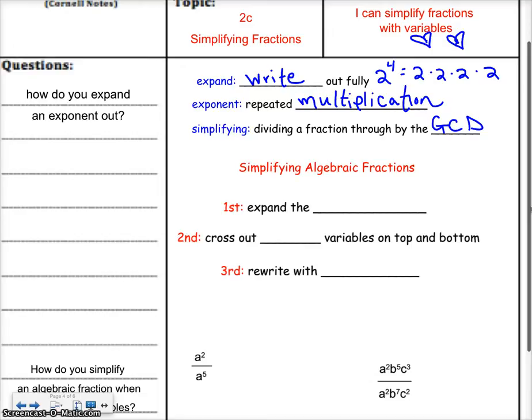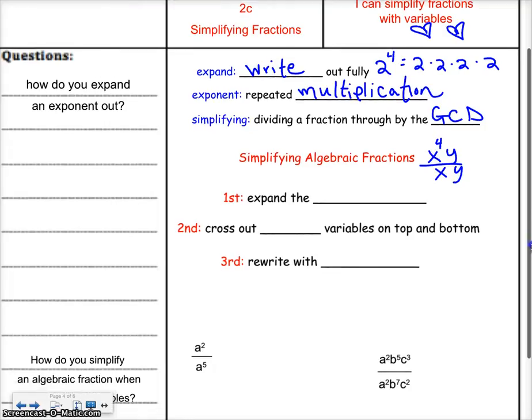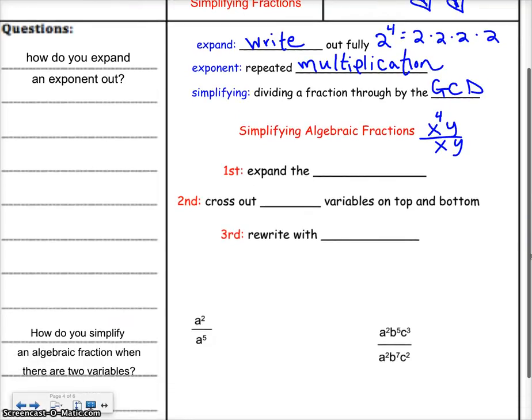So when we're given an algebraic fraction such as x to the 4th y over xy, I'm going to tell you to simplify that today. Right now you might have no idea what I want you to do. Well, just wait till you see. The first thing you do is expand out the variable if you have to. Like x to the 4th is how many x's? 4. So that's what I mean. Expand the variables that have to.